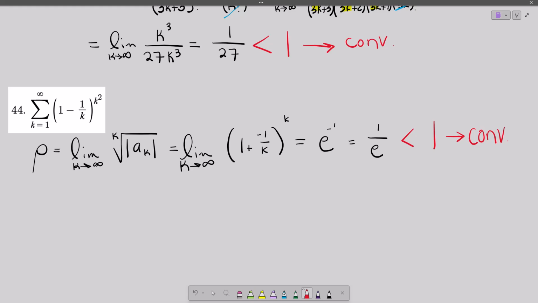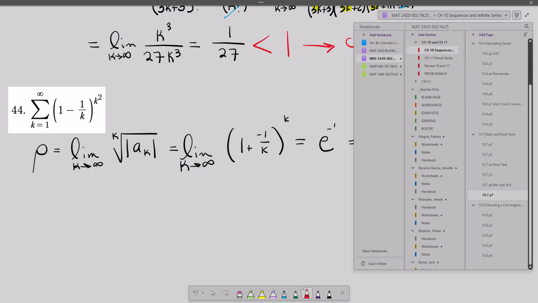Now, if this was a positive one here, and you got your limit to be e and not 1 over e, what would the conclusion be? Diverge. We would diverge. So converge, less than 1 for the ratio, the root, or geometric series. Greater than 1, diverge. So that would be very different if that was a plus right there. Then it would diverge.